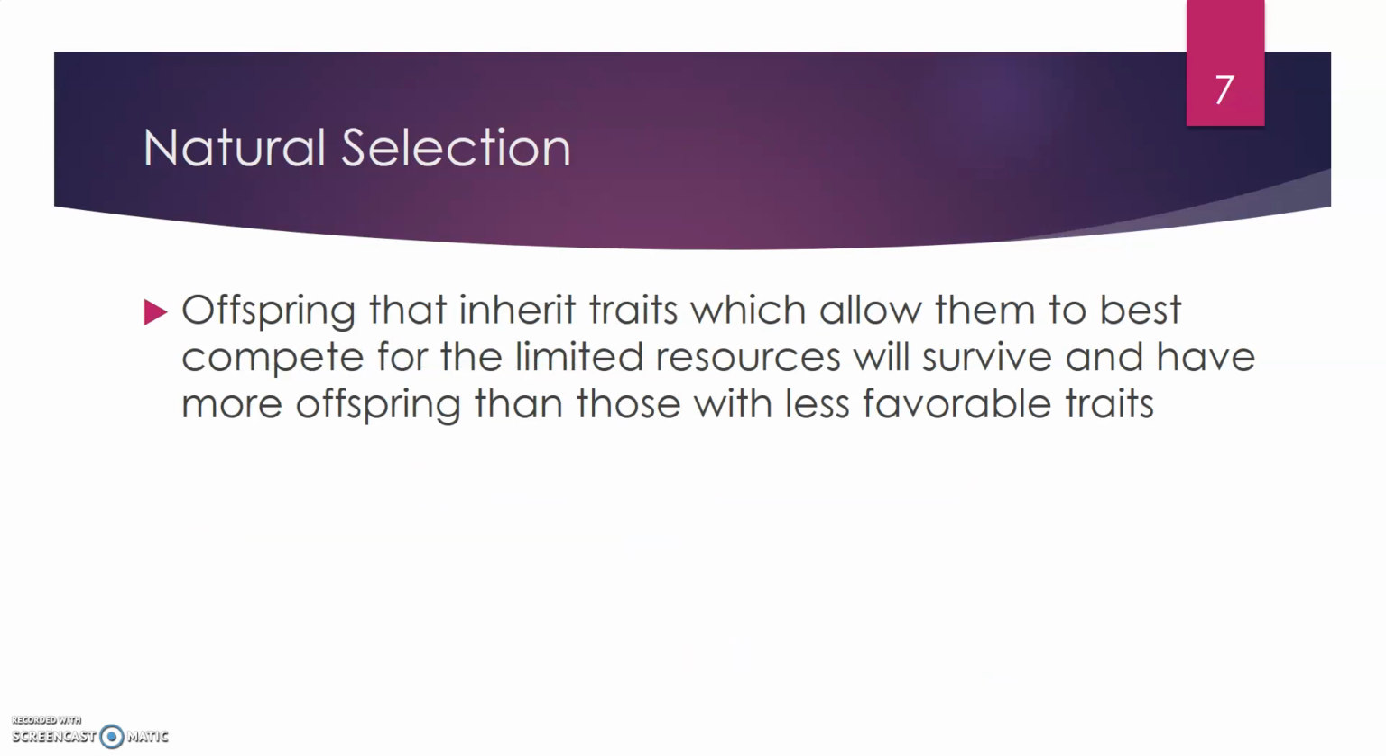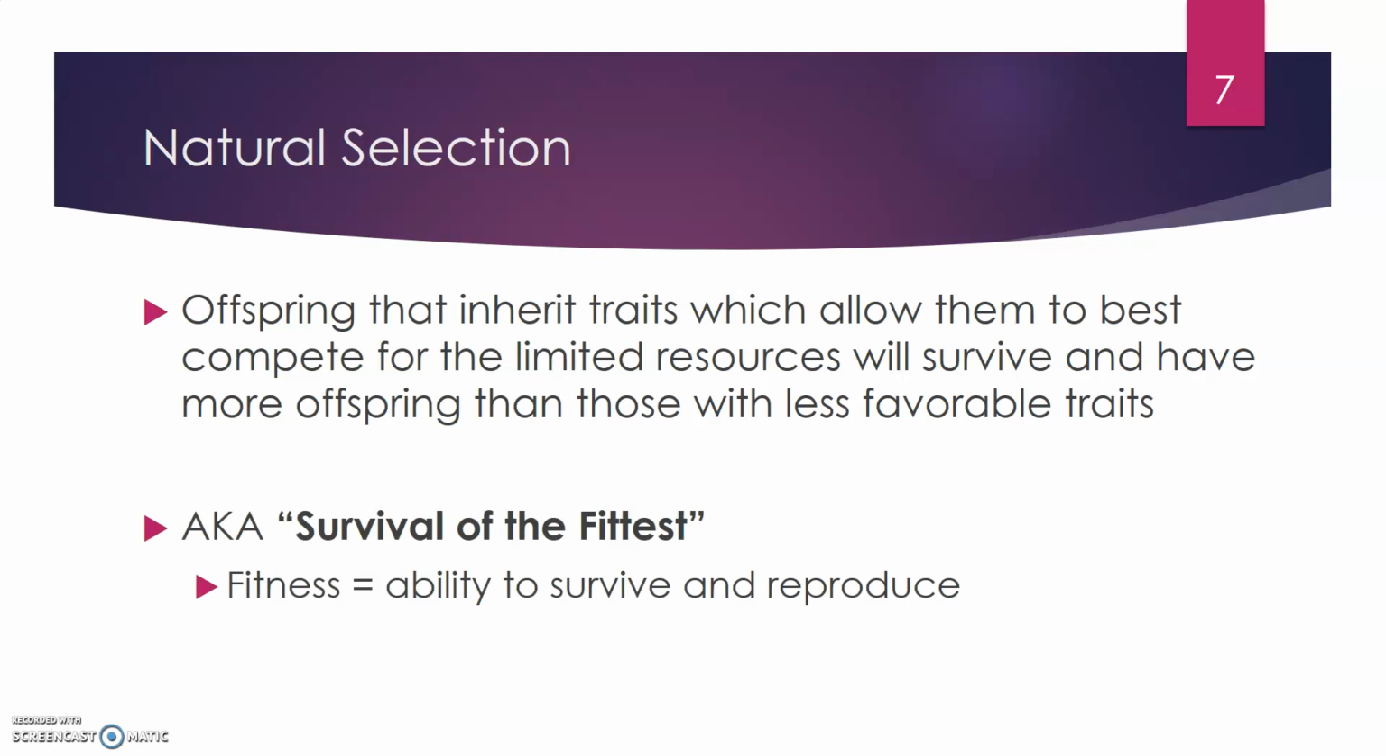This idea that offspring that inherit the traits that allow them to best compete for the limited resources will survive, and not only will they survive, but they will have more offspring than those with the less favorable traits. And so natural selection is often also known as survival of the fittest. And fitness is just the ability to survive and reproduce, to pass your genes on to the next generation. And so the fittest organisms, or those with the best traits, are able to survive because they can compete the best for the resources, and they're able to have more offspring as a result.